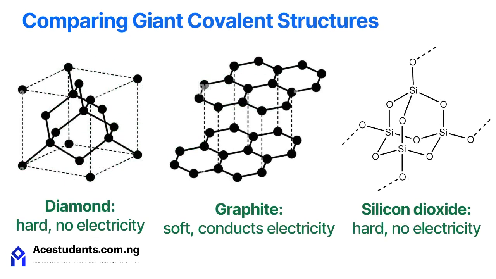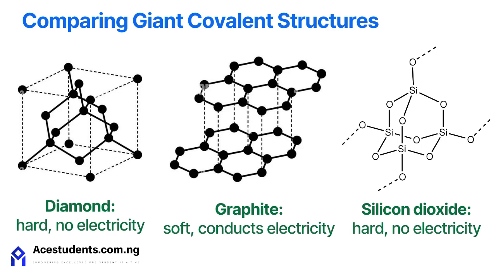Let us compare them. Diamond is hard but does not conduct electricity. Graphite is soft and does conduct electricity. Silicon dioxide is hard and does not conduct electricity. Exam tip. Examiners often ask for similarities and differences, so practice comparing them directly.